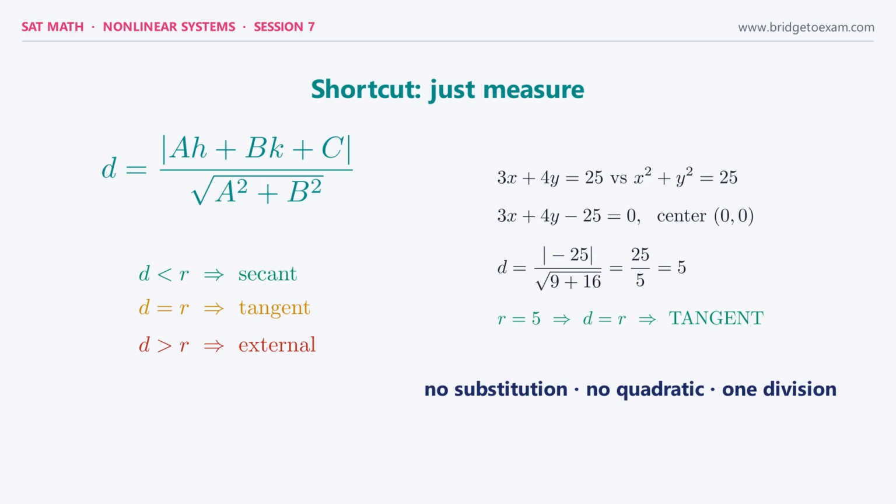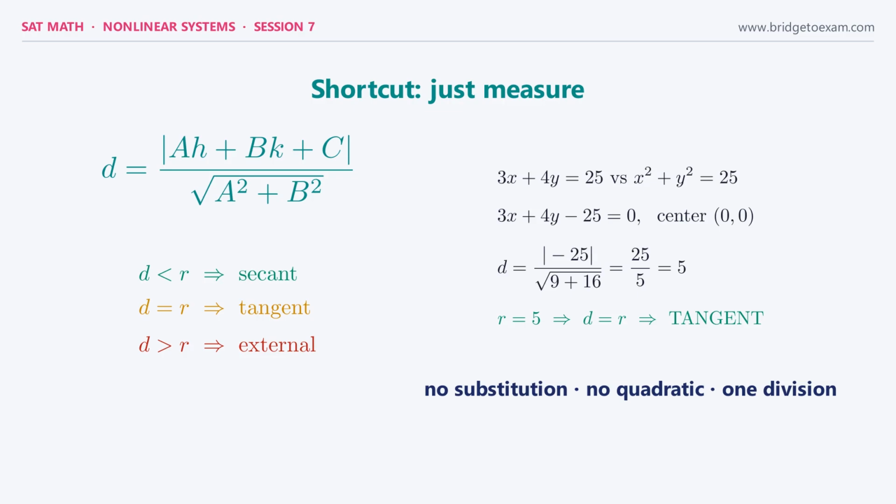If the distance is less than the radius, the line is inside reach, so it cuts through. Secant. If the distance is exactly the radius, it just touches. Tangent. If the distance is greater than the radius, it can't reach. External. And there's a formula for the distance from a point to a line. For the line ax plus by plus c equals 0, and the center h, k, the distance is the absolute value of ah plus bk plus c, divided by the square root of a squared plus b squared.